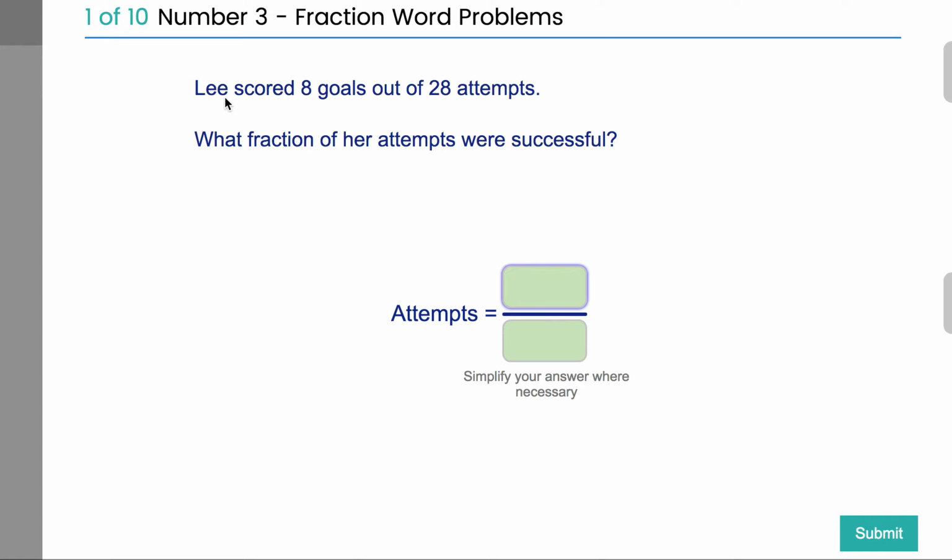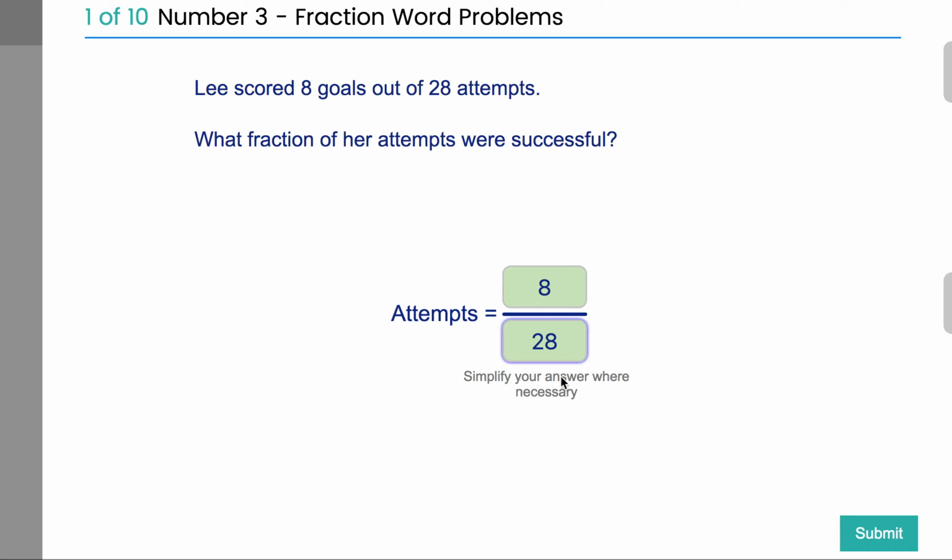Lee scored 8 goals out of his 28 attempts. What fraction was successful? Well, if he scored 8 out of 28, as a fraction or as a ratio, that's 8 out of 28. And that's how you'd write it: 8, and this line in fractions means out of, or out of every 28.